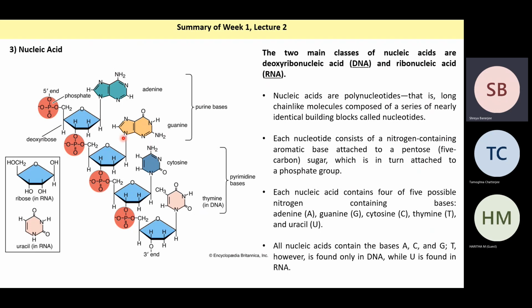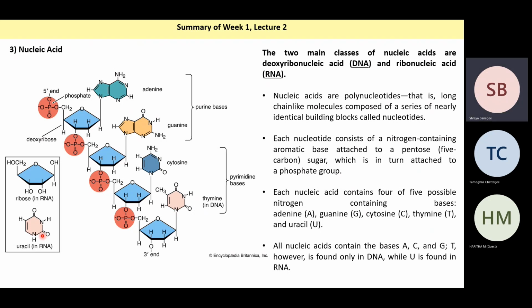They are made up of an aromatic base, which is this moiety here, a pentose 5-membered ring sugar, and a phosphate group. So this aromatic nitrogenous base can be of 4 types. This is adenine, this is guanine, this is cytosine, and this is thymine. In RNA, instead of thymine, uracil is present.